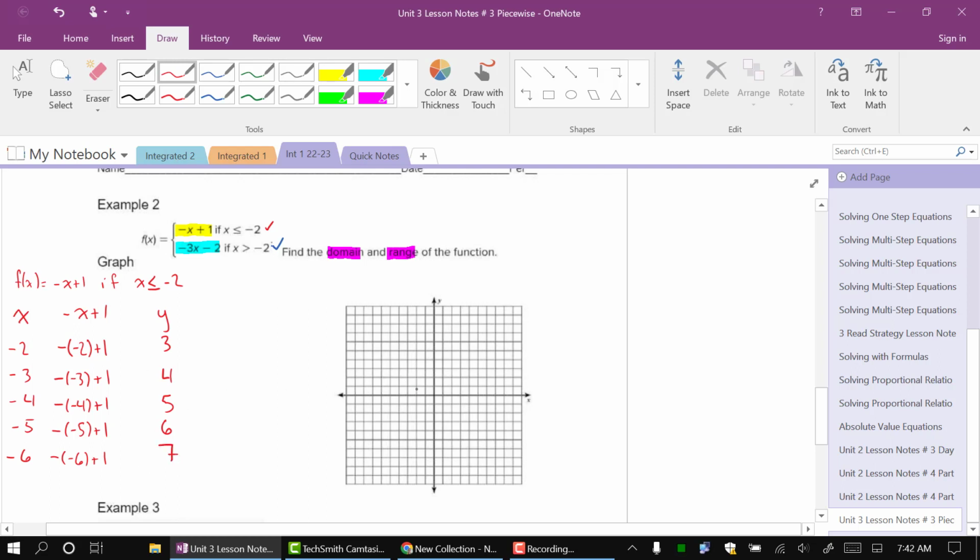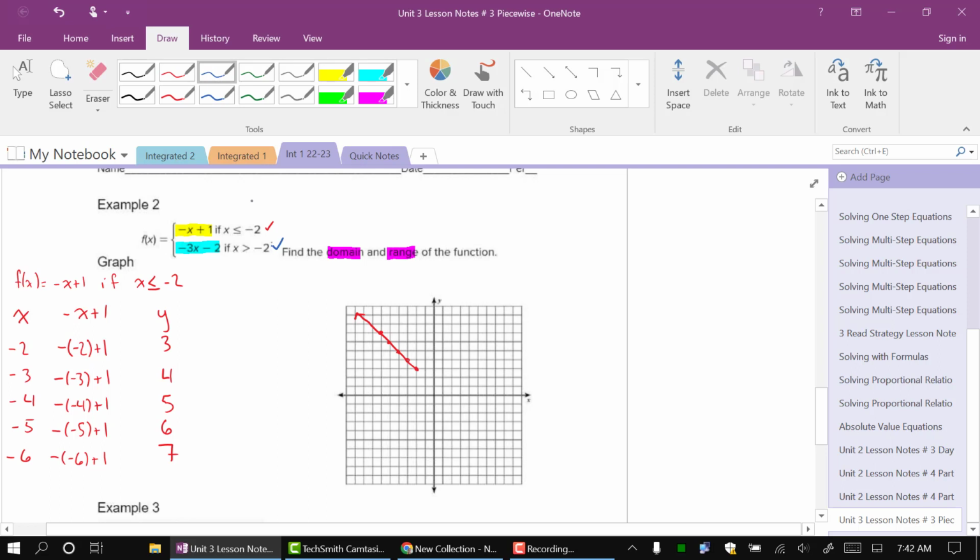So let's graph this out. So at negative 2, we are at 3. Negative 1, negative 2, 1, 2, 3. And again, it's or equal to, that's why it's going to be a closed circle. Then at negative 3, we're at 4. Then at negative 4, we're at 5. Then at negative 5, we're at 6. And then at negative 6, we're at 7. So there is my first graph.